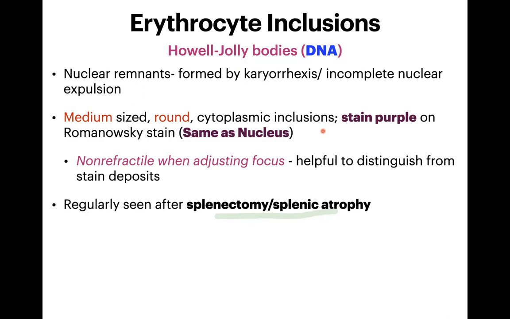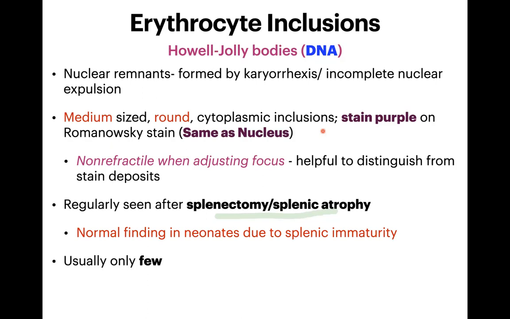I talked about the features of hyposplenism or splenectomy: target cells, acanthocytes, Howell-Jolly bodies. All these things are found in cases when your spleen is not functioning properly. They are normal findings in neonates due to splenic immaturity. That's why we commonly find them. The spleen is not mature enough to remove these. And usually they are only few in number.